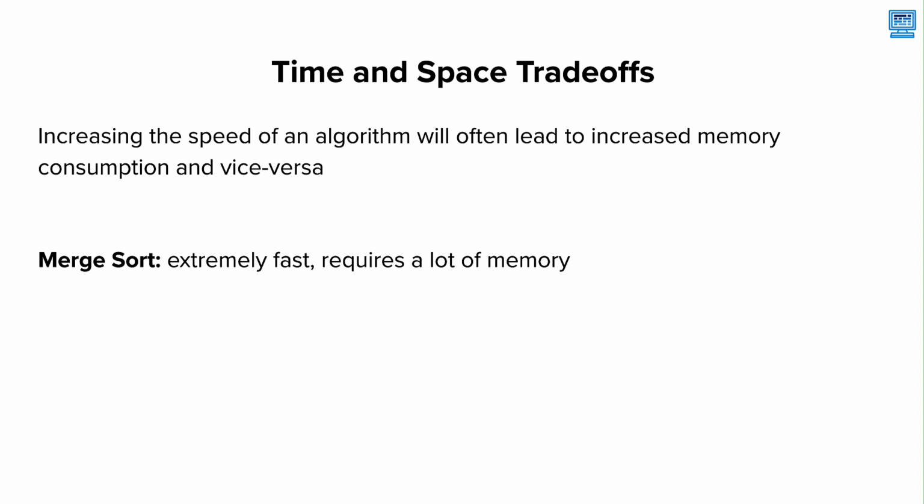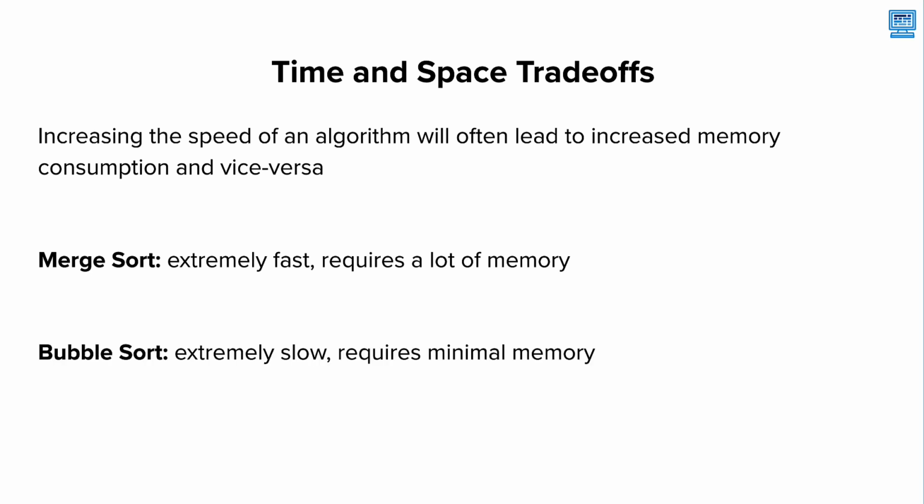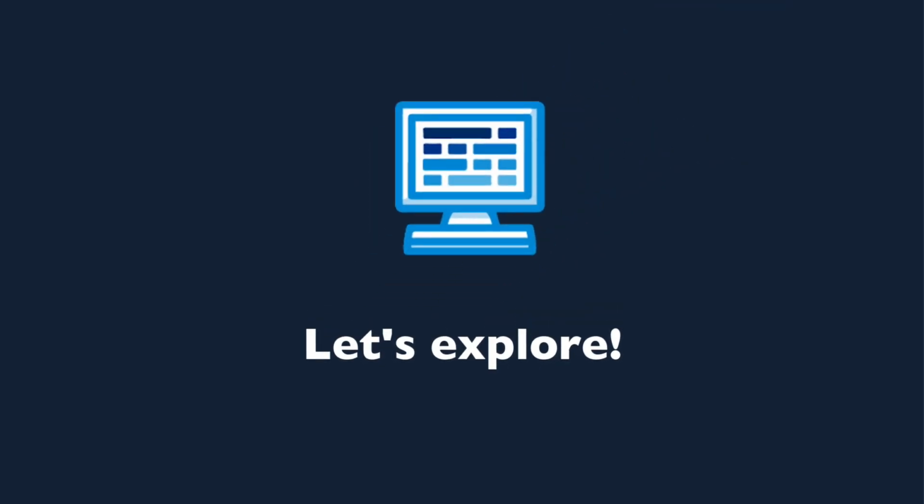Later in this course, you'll come across the merge sort algorithm, which uses a lot of space but is an extremely fast algorithm when used in certain situations. And then you will also be introduced to bubble sort, which is a pretty slow algorithm, but it requires very little space. Now it's time for you to explore these concepts further.